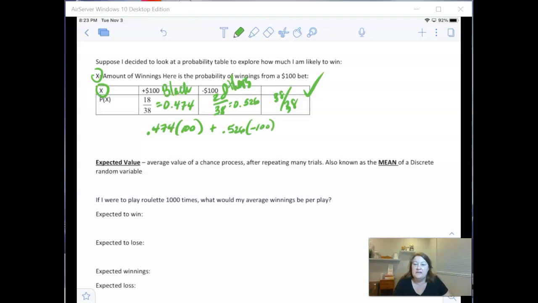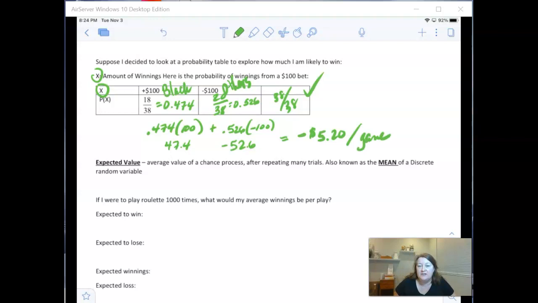I can't just say it's going to be a 0, right? It's more likely that I'm going to lose money. Well, how much more on an average play am I expected to lose? So if I look at these and I move them twice, this would be 47.4. This would be negative 52.6. And so if I put those together and I add a negative, I would end up with losing $5.20 per game on average.